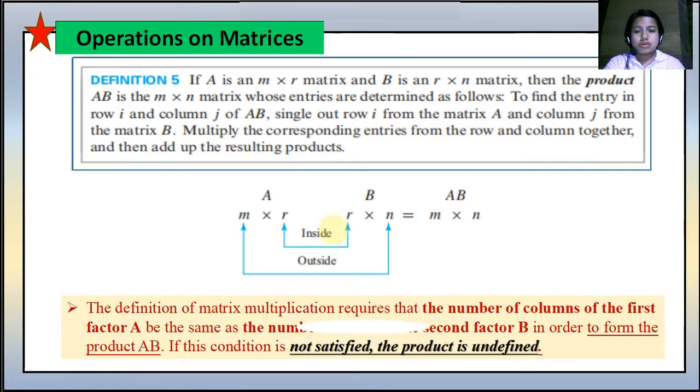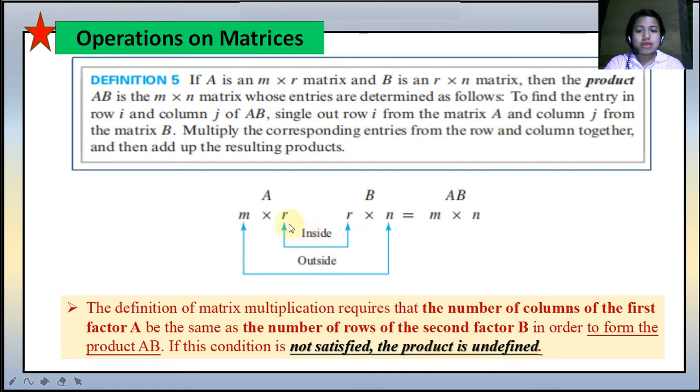So we have here the definition. This matrix multiplication requires that the number of columns, so that is the R in M by R, of the first factor, or the first matrix, must be the same as the number of rows of the second factor. So here, R by N, that is R, must be the same as the number of columns of the first matrix in order to form the product AB, so in order for us to multiply the two matrices. Otherwise, if this condition is not satisfied, then the product is undefined.